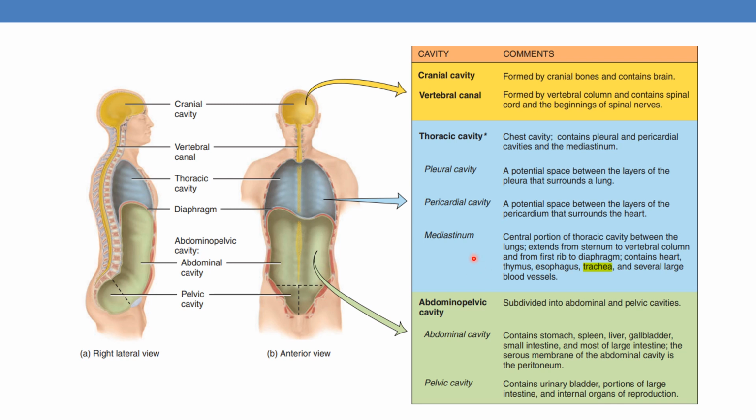What does the mediastinum contain? It contains heart, thymus, esophagus, trachea and several large blood vessels. The next is the abdominopelvic cavity. It is subdivided into abdominal and pelvic cavities.